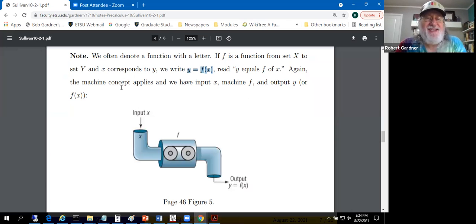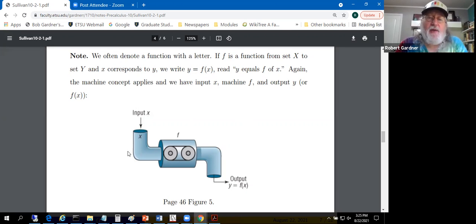So the machine idea is given in this figure 5 from the book. The idea is you input something from the domain. You put a good number in. X goes in here. F does some stuff to that number, and it outputs a unique number. That unique number is called y or f of x. Right, so we'll use these symbols interchangeably quite often.